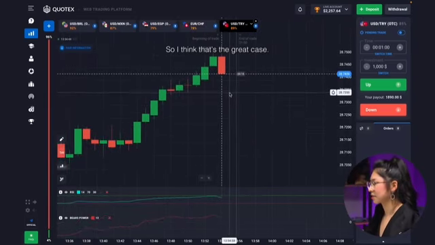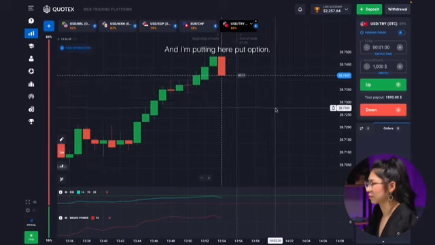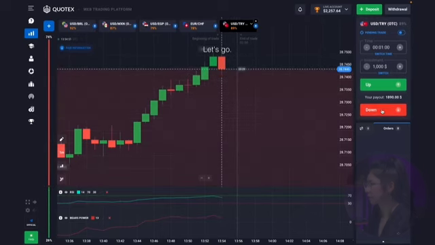So I think this is a great case. Let's work with $2,000, and I'm putting here a put option. So let's go.